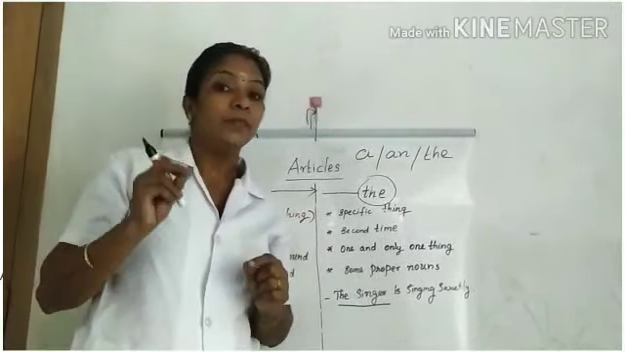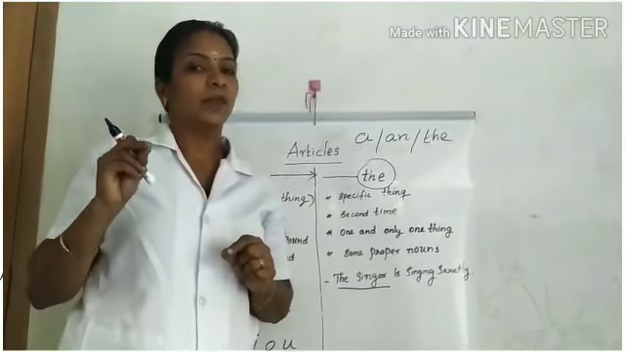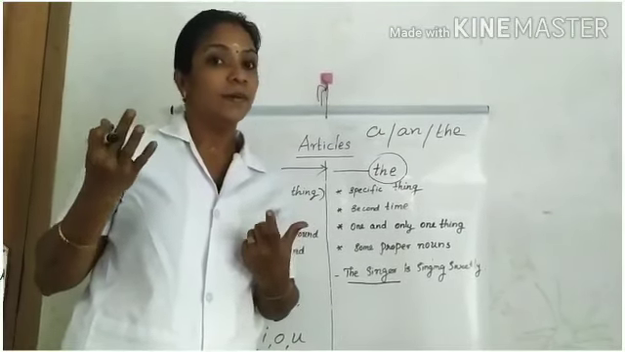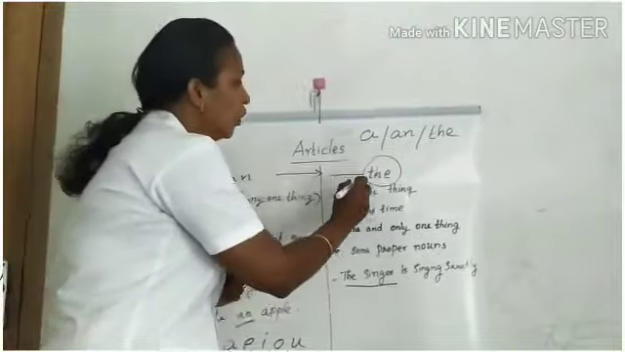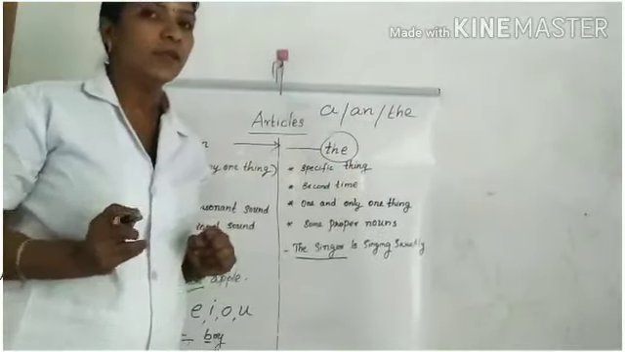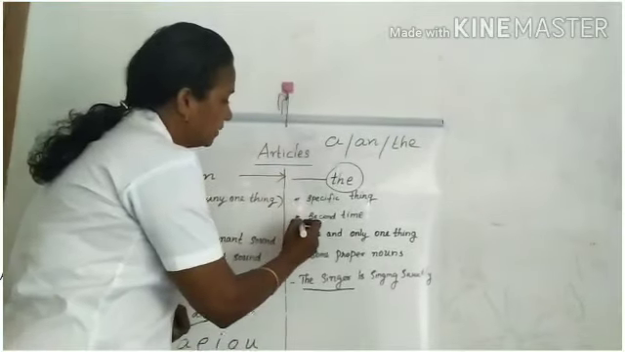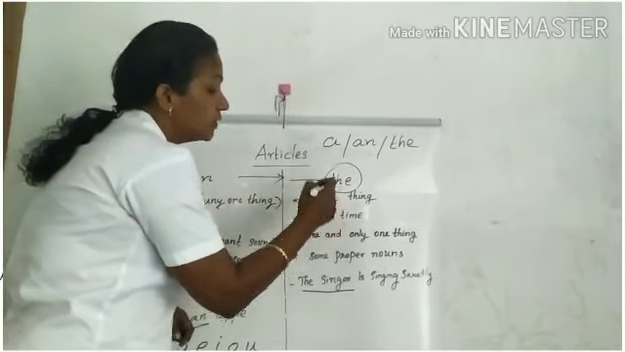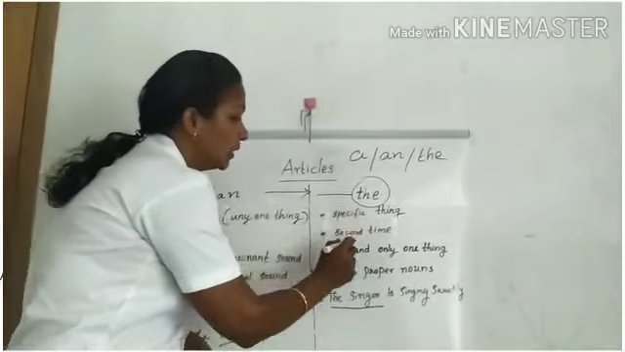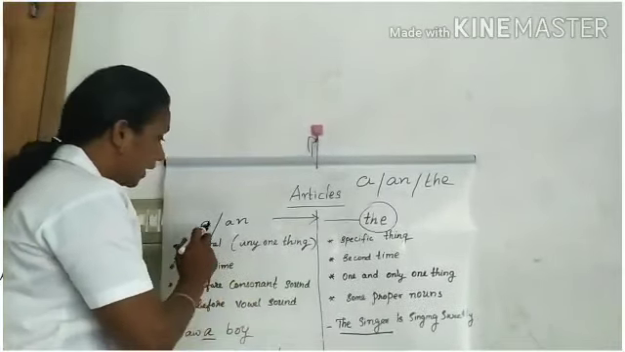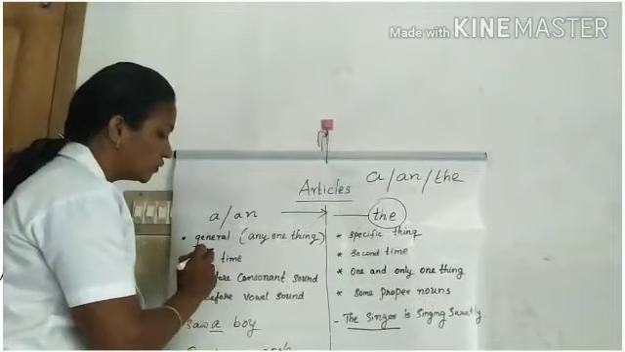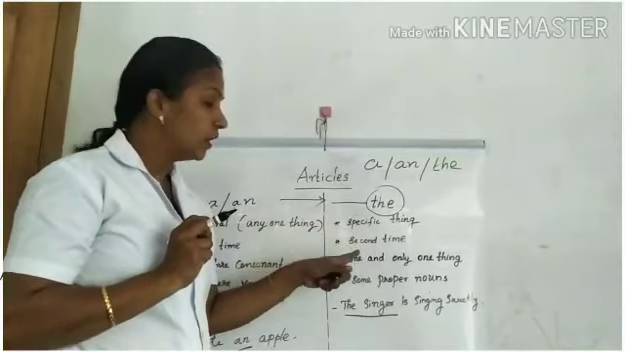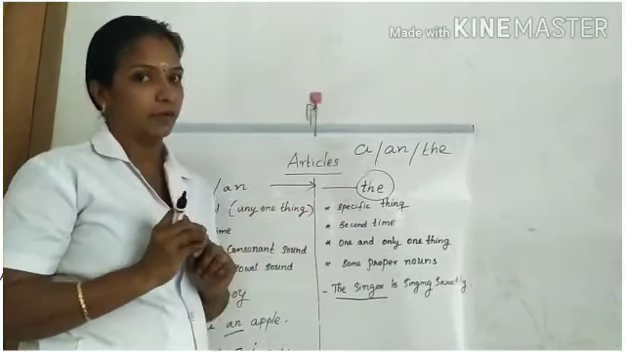Also, we can say that the prime minister is visiting Kerala. The prime minister. So, the listener understands who the person is. So, the is used before a specific thing. Next one is, the is used before the noun which is used for the second time. Here, a or an is used before the noun used for the first time. Here, the is used before the noun used for the second time.